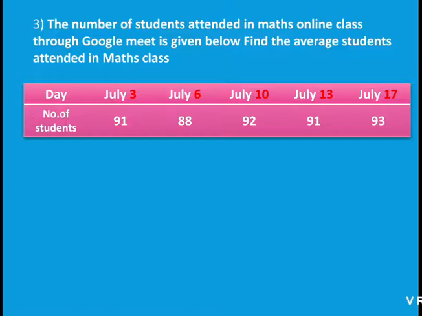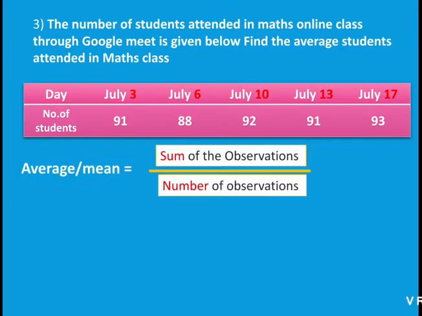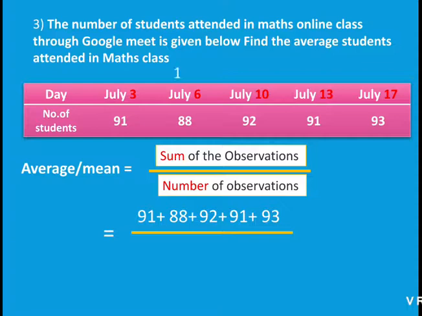By using this equation, we find the average students. So average or mean equal to sum of the observations by number of observations. We find the sum of the observations: 91 plus 88 plus 92 plus 91 plus 93, by total how many observations? Total how many dates are here? Listen to the screen. 1. July 3 is first one.